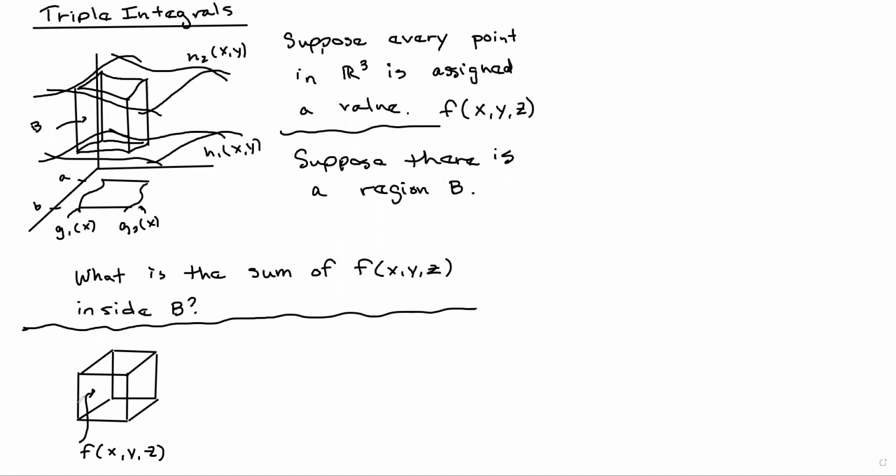Okay, if we go through and find the volume of this box, we could define, let's say, that the length of this side is change in x. The length of this side here is change in y. And the length of this is change in z. Then the volume of the box would equal change in x times change in y times change in z.